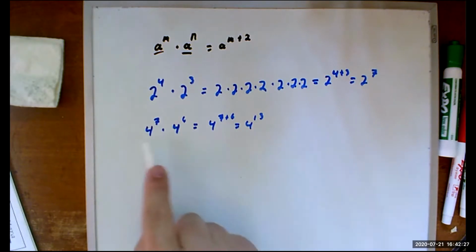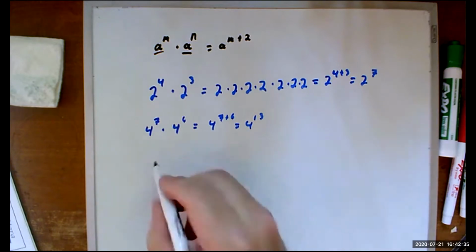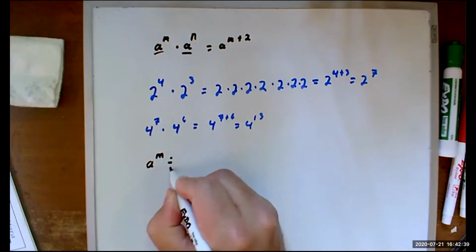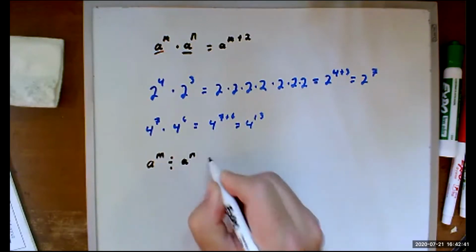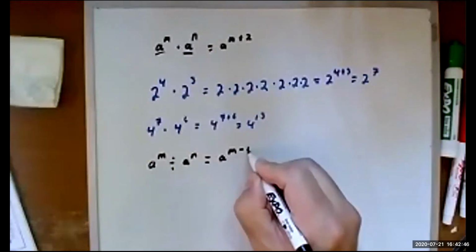In the same way that when we are multiplying numbers of the same base we add the exponents, if we are dividing numbers of the same base, we subtract the exponents. So with my same a to the m and a to the n, if I have a to the m divided by a to the n, that is going to be a to the power of m minus n.